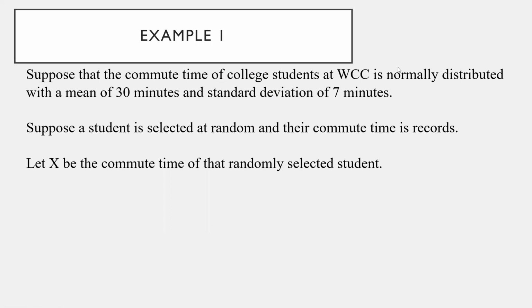So here's the problem that we're going to work today. It goes like this. Suppose that the commute times of college students at WCC is normally distributed. Notice how I'm telling you that commute times is normally distributed with a mean of 30 minutes. So right there, I'm telling you that mu is 30. And standard deviation, I'm giving you that too, of 7 minutes.